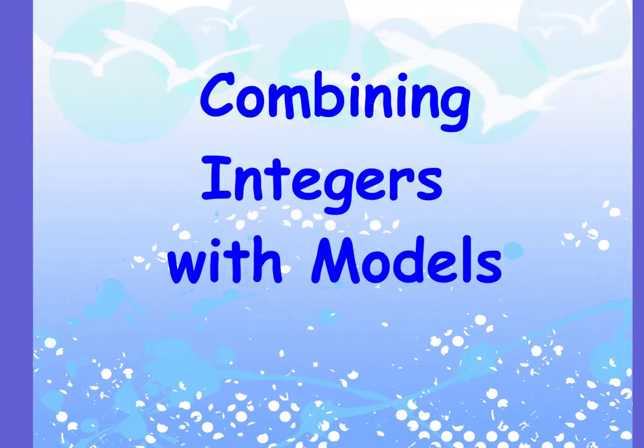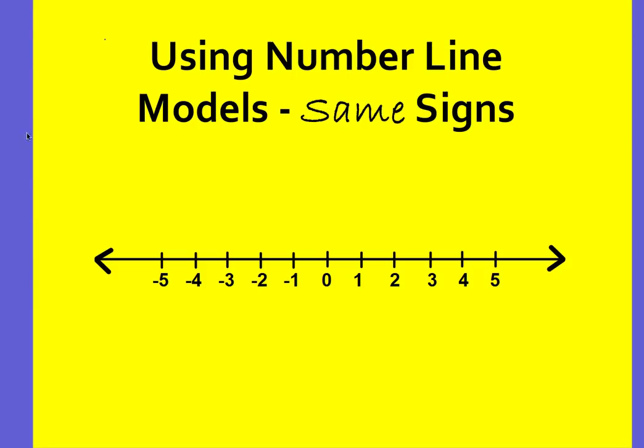Okay, in this video we are going to be combining integers using number line models. We're going to start with modeling integers that have the same signs, meaning that they are both positive integers or they are both negative integers. So you're definitely going to need your journal to take a few notes, and you're also going to need your models notes page to do examples.